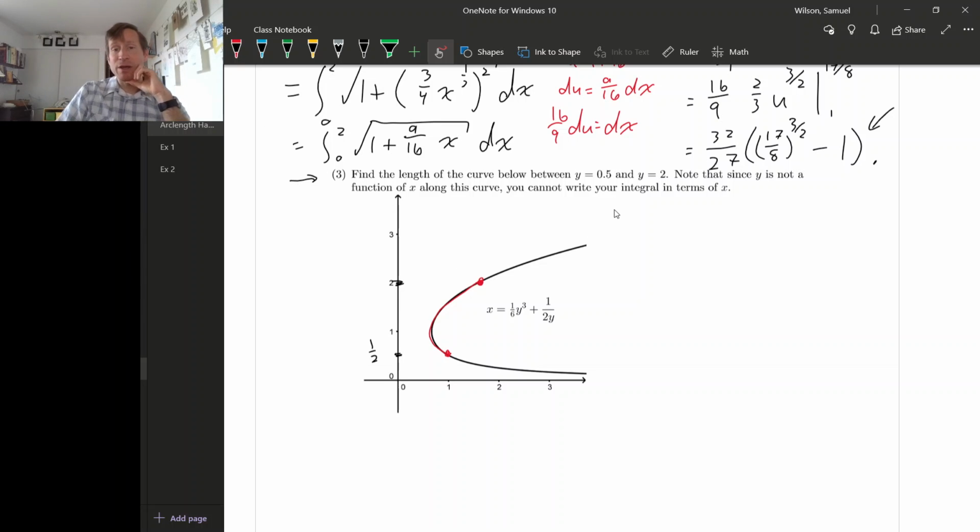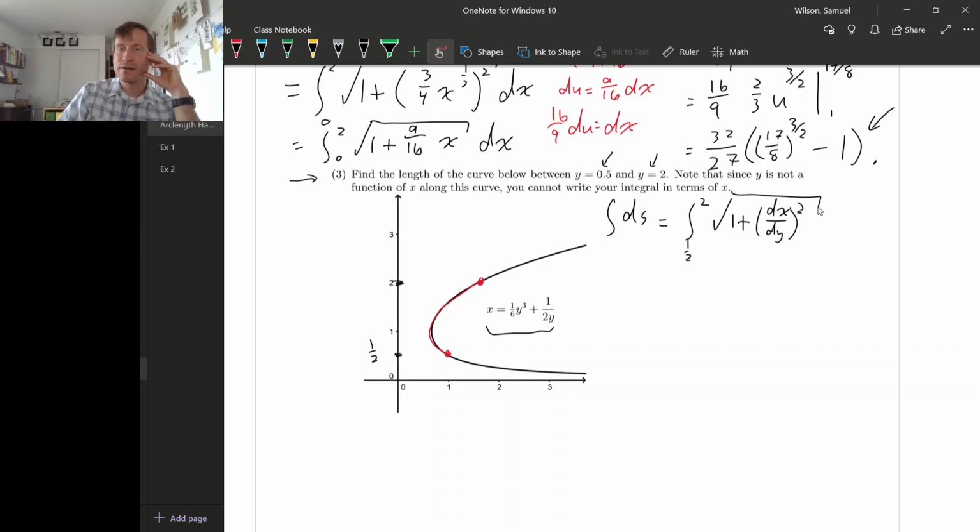We have to decide, right, we know we're going to integrate ds, but we have to decide: are we going to use x as our independent variable or y as our independent variable? Well, this equation is already set up to use y as the independent variable, and in fact our bounds are given in terms of y, so why don't we use y for the independent variable? So this is going to be the integral from y equals a half to y equals 2, and we're going to integrate the square root of 1 plus the derivative of x with respect to y squared dy.